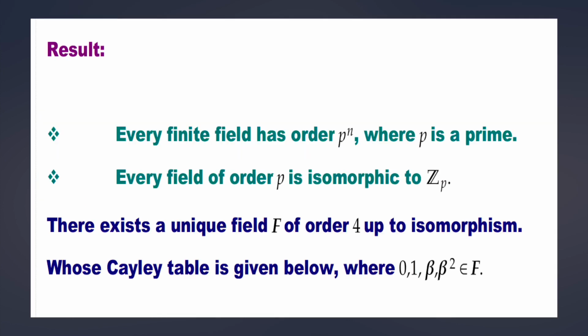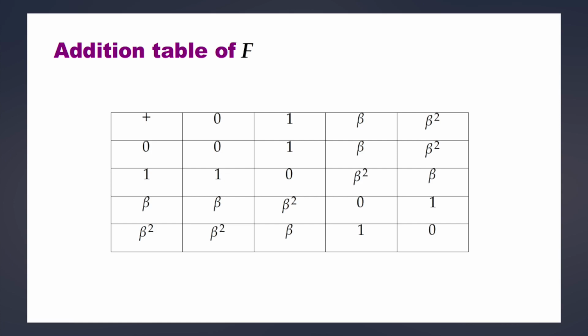The next result is every finite field has order P power n where P is a prime number, and every field of order P is isomorphic to ZP. There exists a unique field F of order 4 up to isomorphism. Let's see the Cayley table for the unique field F of order 4 up to isomorphism. So, the elements are 0, 1, beta, beta squared, and all these elements are in F. Let us first see the addition table of F.